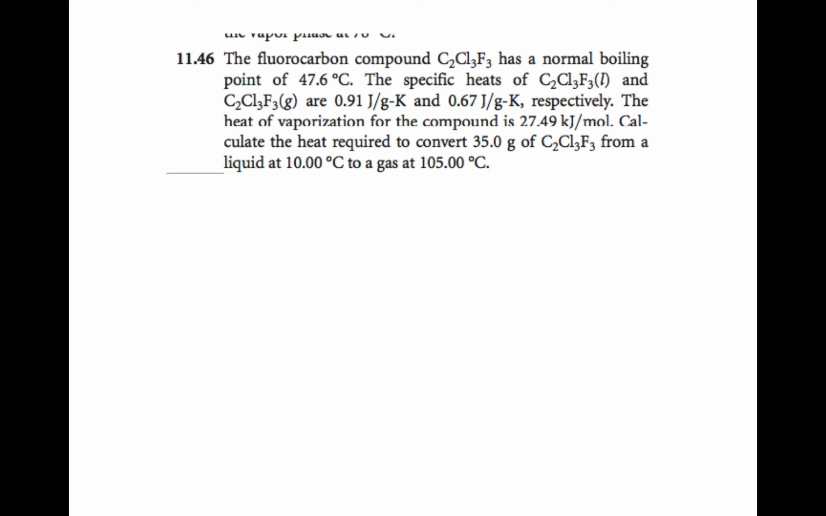The fluorocarbon compound C2Cl3F3 has a normal boiling point of 47.6 degrees Celsius. The specific heats of the liquid and the gas are 0.91 joules per gram per Kelvin and 0.67 joules per gram per Kelvin, respectively. The heat of vaporization for the compound is 27.49 kilojoules per mole. Calculate the heat required to convert 35 grams of this fluorocarbon from the liquid phase at 10 degrees Celsius to the gas phase at 105 degrees Celsius.